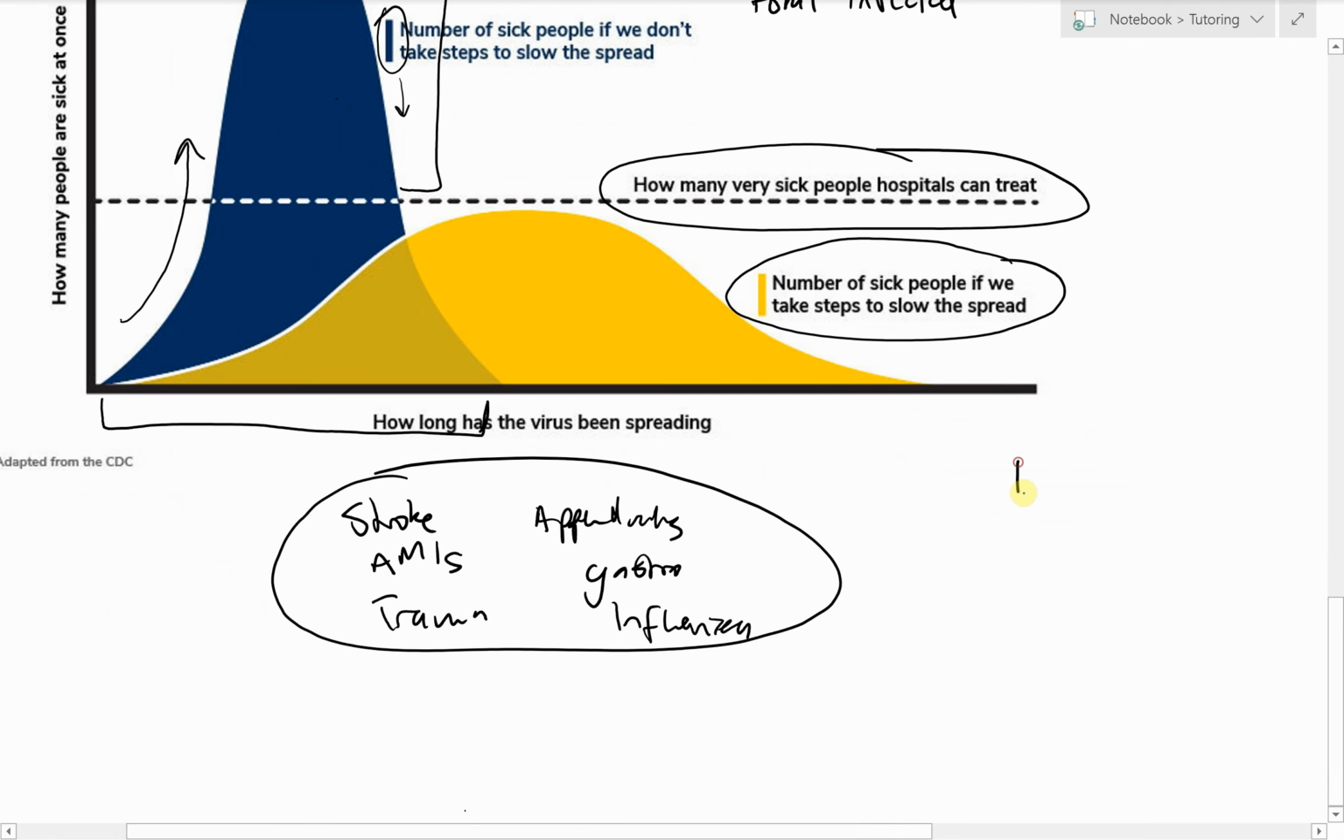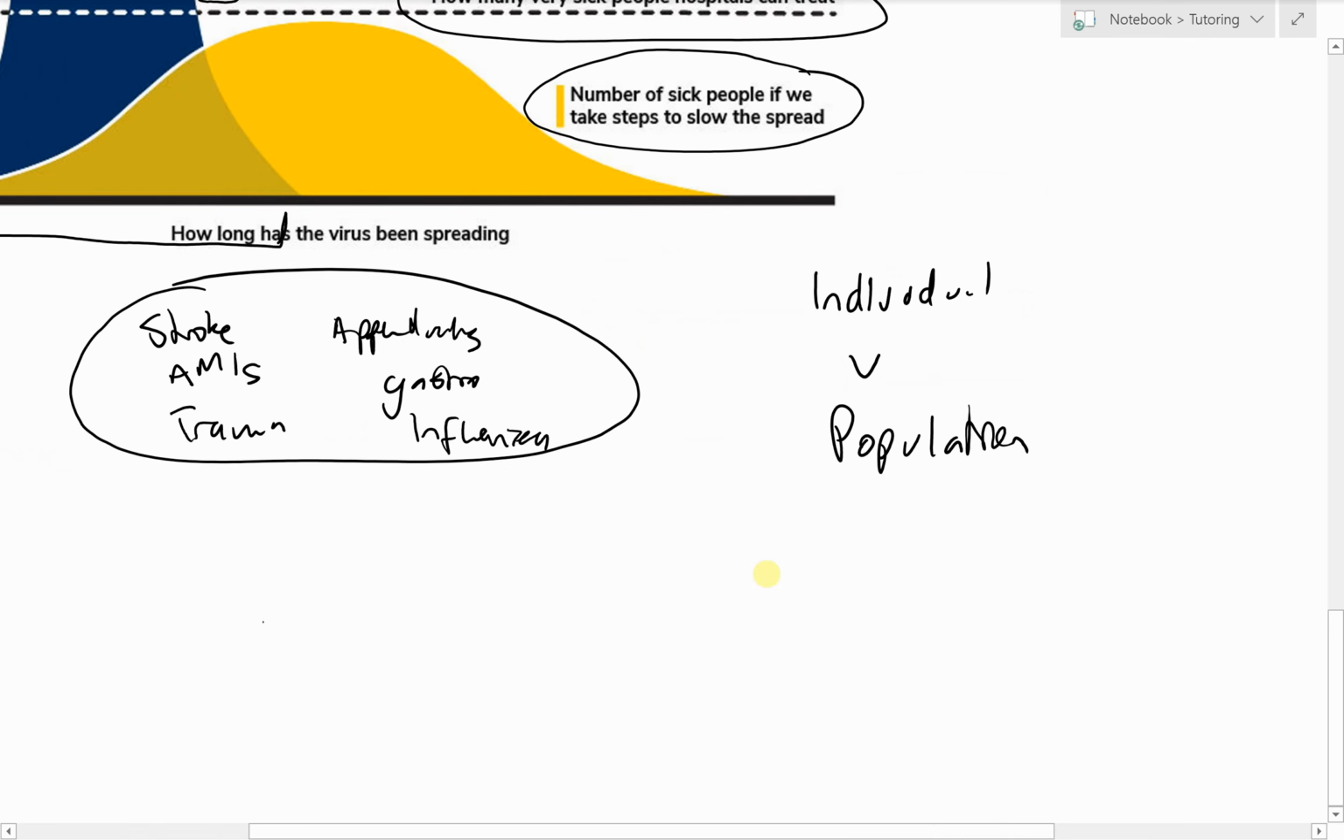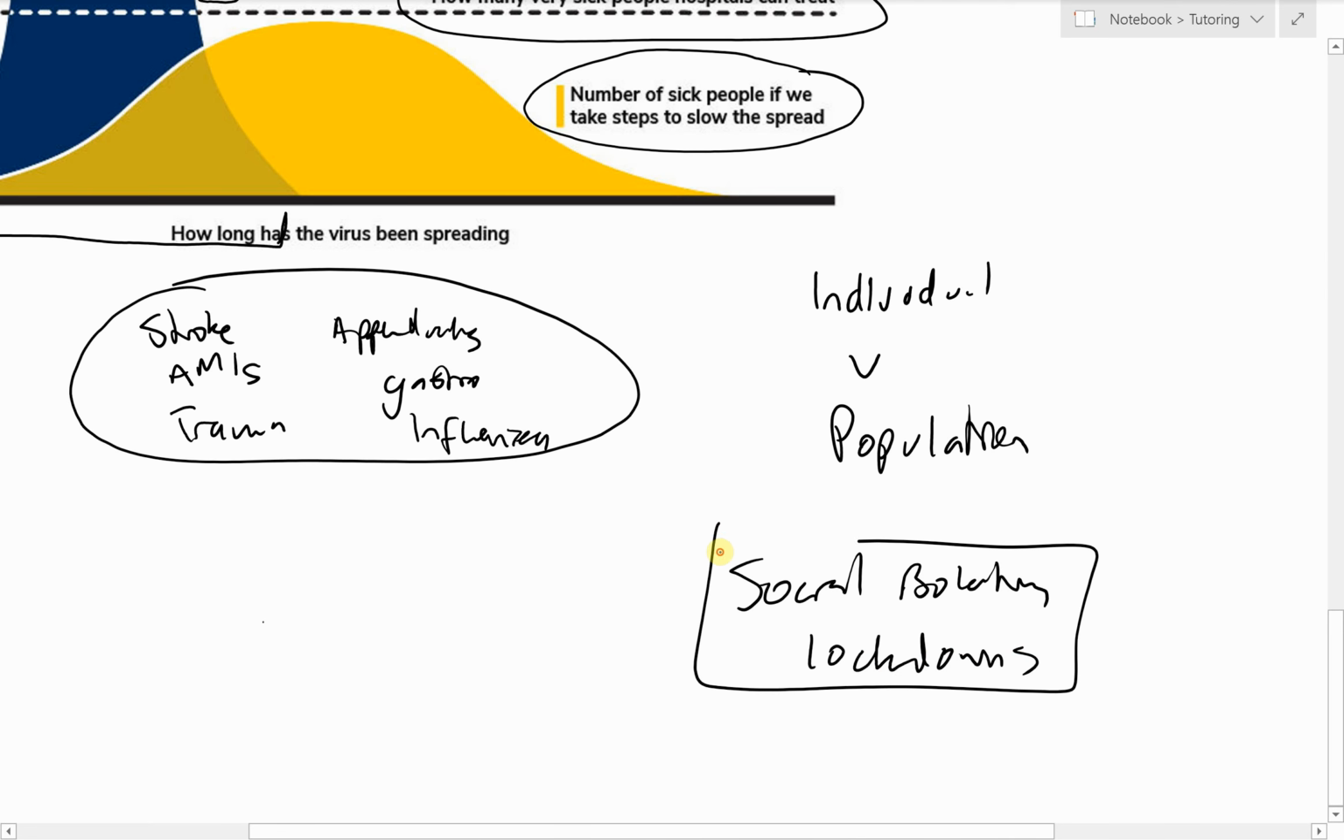This brings us to the idea of individual versus population risk. So the reason that we are doing all these steps, such as social isolation and lockdowns, we are not doing these because there is increased risk to the individual. The risk to the individual of getting infected is probably moderate, but as you saw, 80% of those people are going to be fine. They're going to get probably a nasty flu, but they're not going to require hospital admission.